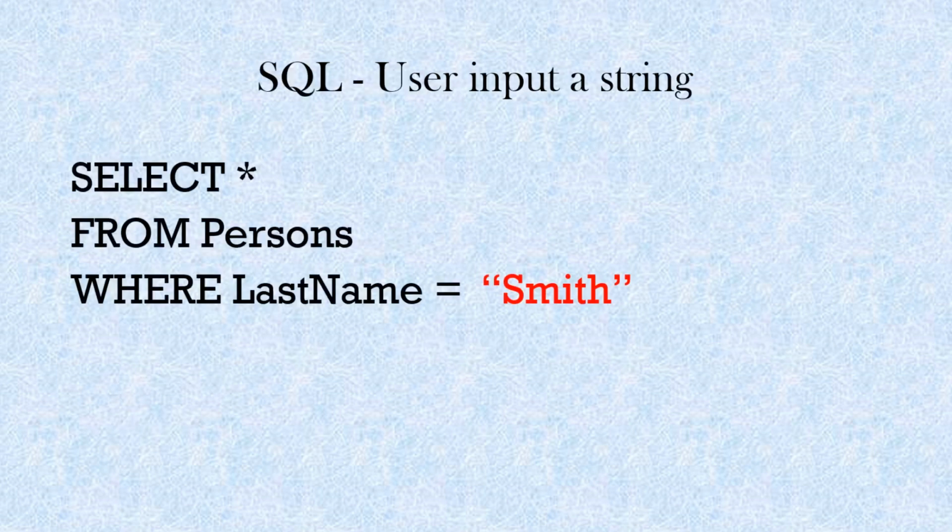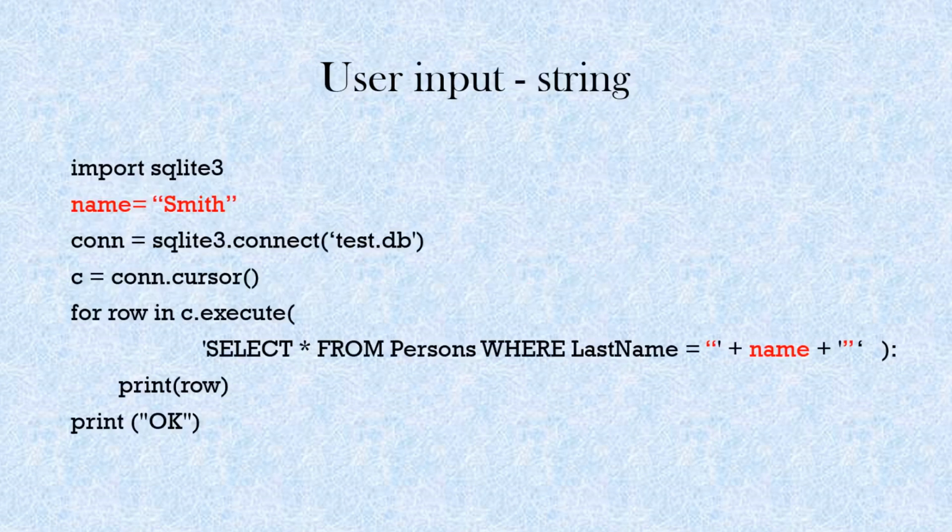How about entering a string? So here we've got our SQL entering last name equals Smith. Here we're going to put in a string. You can see we've got name equals Smith, and then we've got our string of the SQL code. We've got one part of it, and then we're going to add the string name, and then we can print that in a for loop.